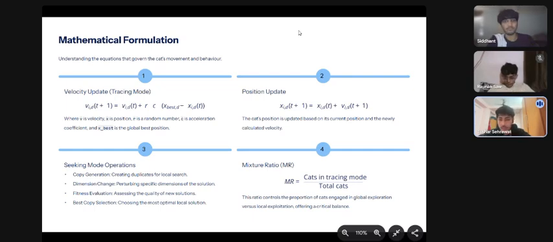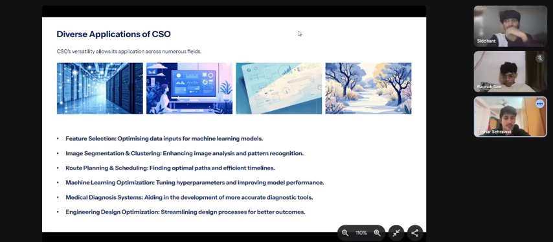So at last, we are going to calculate the mixture ratio. Mixture ratio is the ratio of cats in tracing mode divided by the total cats. After that, we are going to look at the applications of the CSO optimization technique. So now my friend will take over.